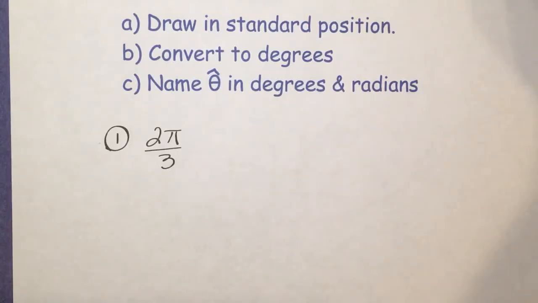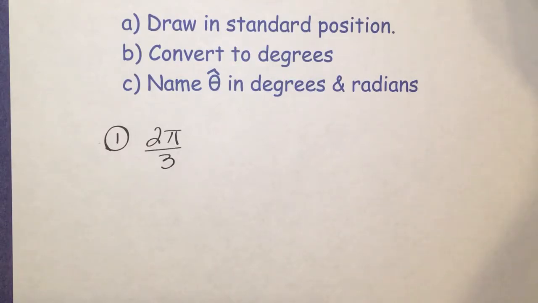Okay, now we're going to look at basically doing the same thing, just in reverse order, because this time the angle that we're going to be given is going to start out in radians. So we'll draw in standard position, but of course this time we're starting in radians, so for B part we'll convert to degrees, and then you're also asked to name the reference angle in degrees and in radians, both.